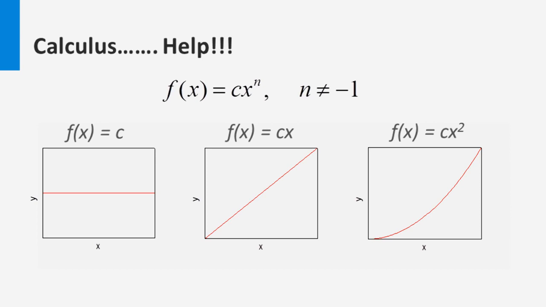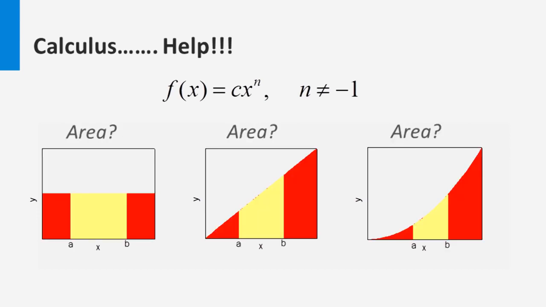The first function is constant with x. f(x) is equal to c. The second function is linear with x. f(x) is c times x. The third function is quadratic. f(x) is c times x squared. The question now is, how can we calculate the area under such a function between the boundary conditions x is a and x is b?